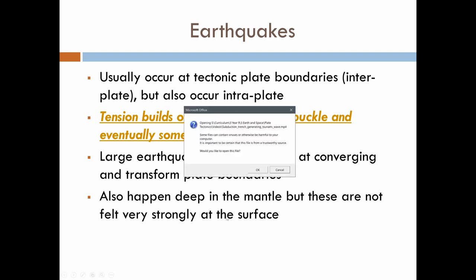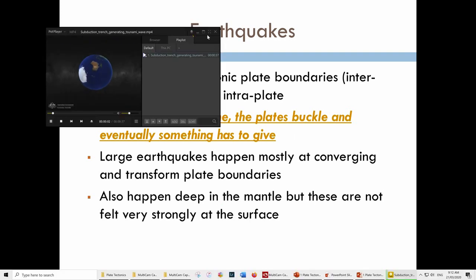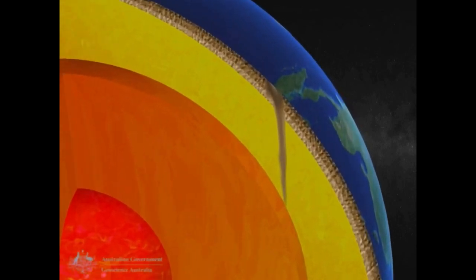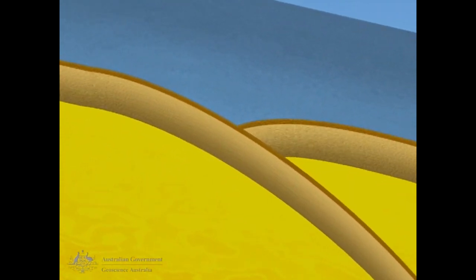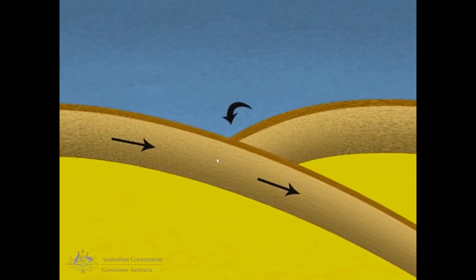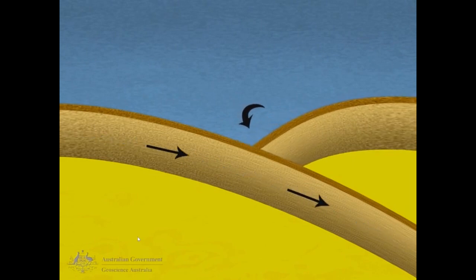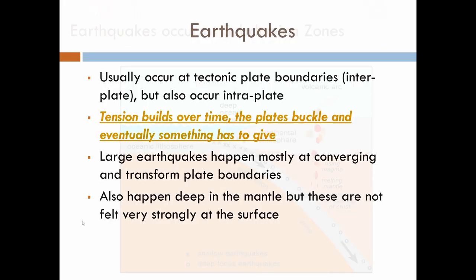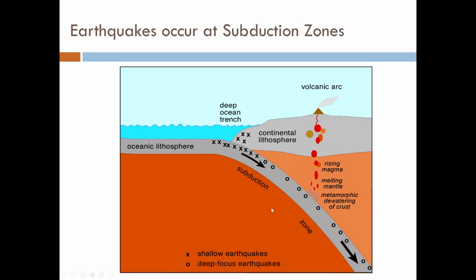So let's have a look at this little one. All right, so it's from Geoscience Australia. So we've got the layers of the Earth. That looks like a subduction zone. So we have the oceanic crust subducting under that. Looks like oceanic crust as well. We can see that it's buckling, building up pressure, and then it releases. When it releases, it sends energy upwards through the ocean, and we get a tsunami. Thank you, Geoscience Australia.